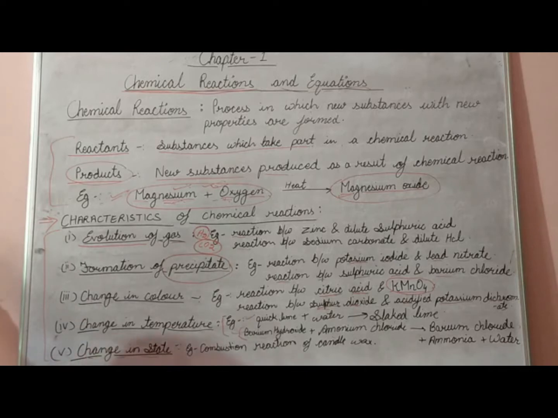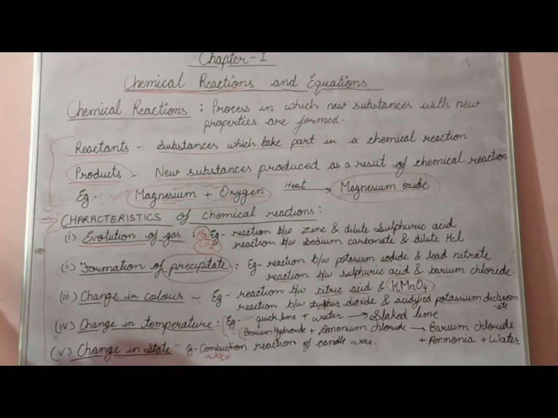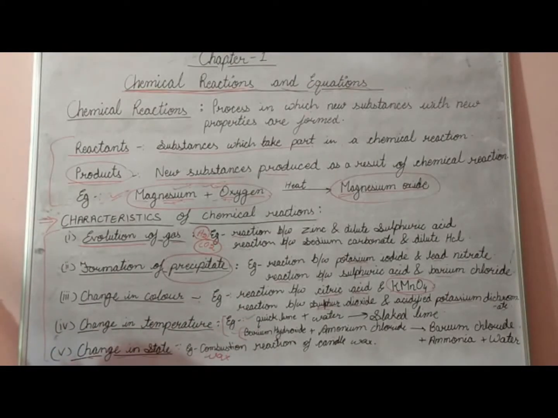Water and carbon dioxide. The wax is a solid, and in the formation of water and carbon dioxide, water is a liquid and carbon dioxide is a gas. So in this combustion reaction, the state of the wax has changed. The wax was solid and the products formed, water and carbon dioxide, are in liquid and gaseous state.